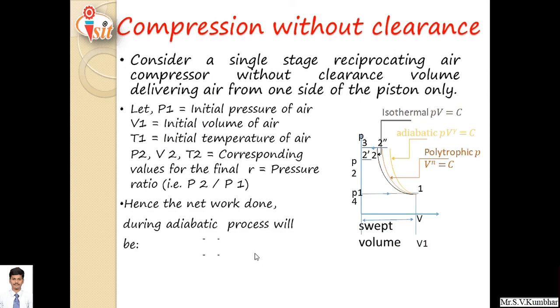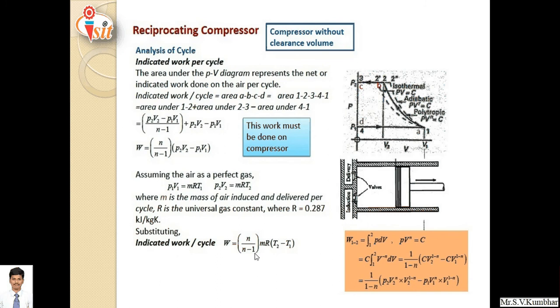So let's say P1 is the initial pressure of the refrigerant, V1 is the initial volume of the refrigerant, T1 is the initial temperature of the refrigerant, and P2, V2, T2 are the corresponding values at the end. R is the pressure ratio, that is P2 upon P1, final pressure upon initial pressure. Hence, the net work during the adiabatic, polytropic or isothermal process is given this way. So this is the analysis of the cycle.